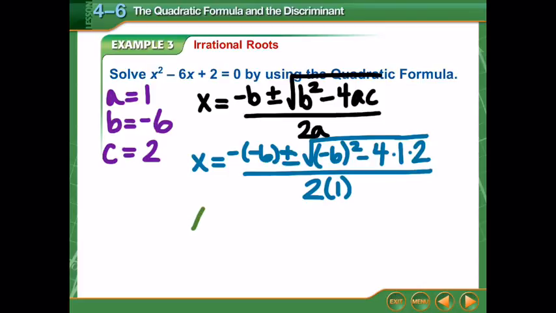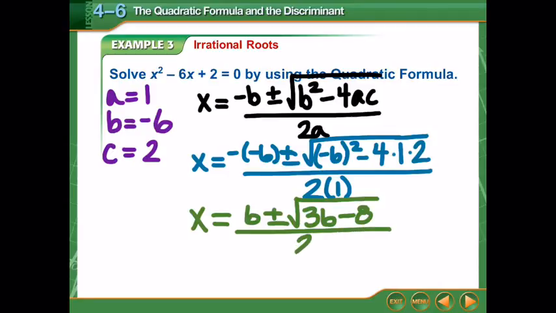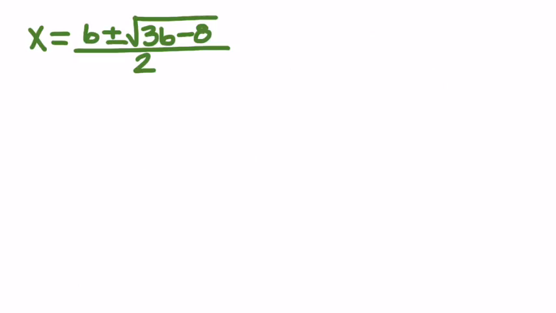Okay, so x is going to equal, double negative is going to change to a positive 6 plus or minus the square root of negative 6 squared is going to be positive 36. And then 4 times 1 times 2 will be minus 8. All over 2 times 1, which is 2. Okay, so I just copied that last step so I could continue working.